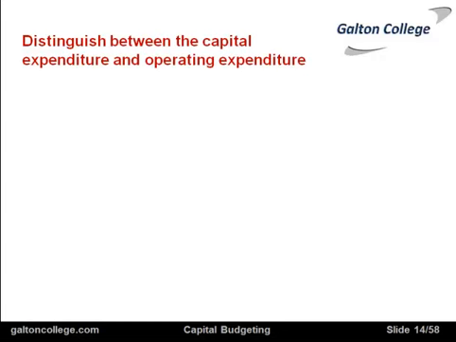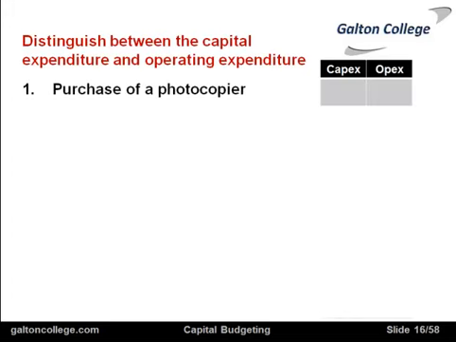Now let's distinguish between capital and operating expenditure. Well, let's just put in a little table here and just very simply run through the table and see what we've got. So let's say we purchase a photocopier. Now, is a photocopier capital expenditure or operating expenditure? Well, capital.